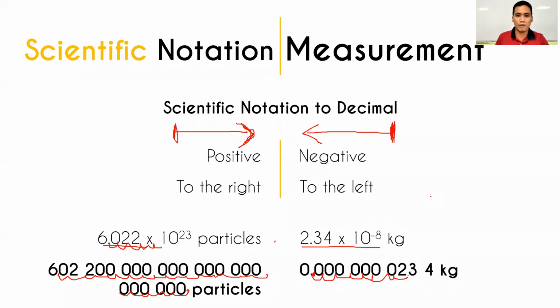So when a positive exponent, a very big number. When a negative exponent, then it means a very small number. So always remember that.